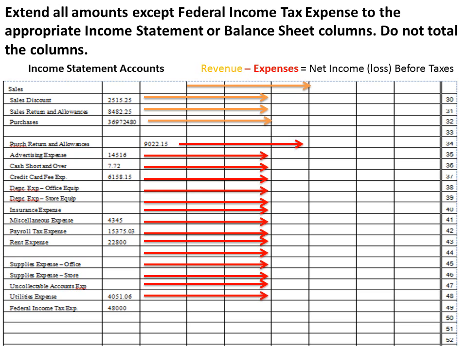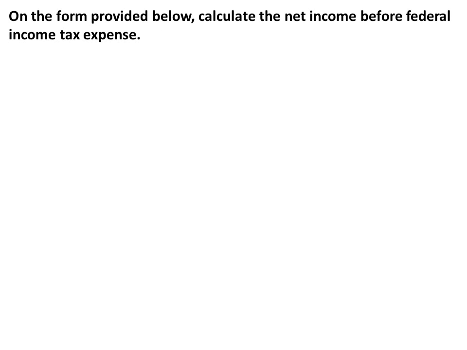My orange is going to be my revenue accounts, and my red is going to be my expense accounts. Now that we've done that and brought them all forward, the next thing we want to do is calculate the net income before federal income tax expense. And the key here is that this is done on a separate sheet of paper, where we total the income statement columns.